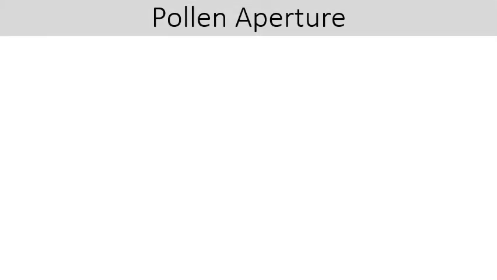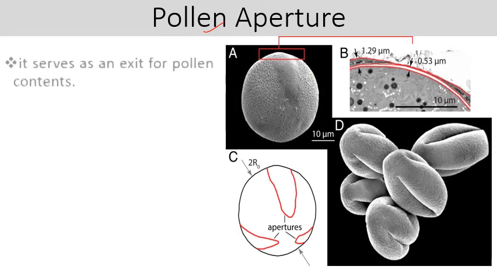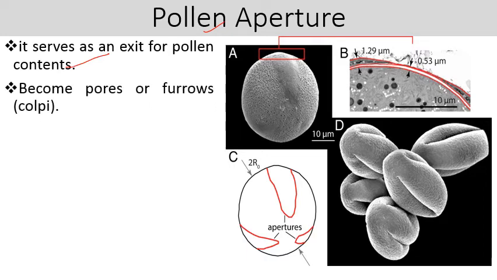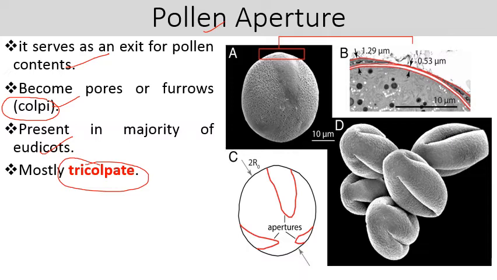Next, pollen aperture. It is an aperture that helps in the growth of the pollen tube. The pollen tube comes out through these apertures. So these are known as apertures. It serves as an exit for pollen content, and becomes pores or furrows, also known as colpi, present in the majority of eudicots, the true dicots. Mostly pollen grains are tricolpate. It means they have 3 furrows or 3 pores through which the pollen tube can come out.